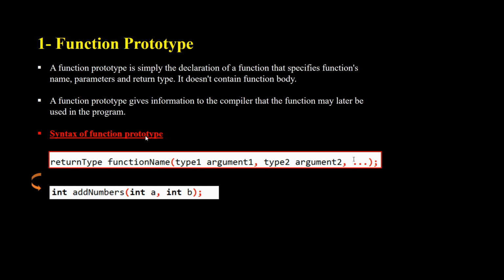There is a syntax to use for the function prototype. The first thing, we have to write the return type, the function name, and after the parameters or the arguments if we have. For example, here in this example, we have a function prototype. We have here the return type, integer. The function name is add numbers, and this function needs 2 parameters. We have to give the type of the first parameter, the name, the type of the second parameter, and the name also.